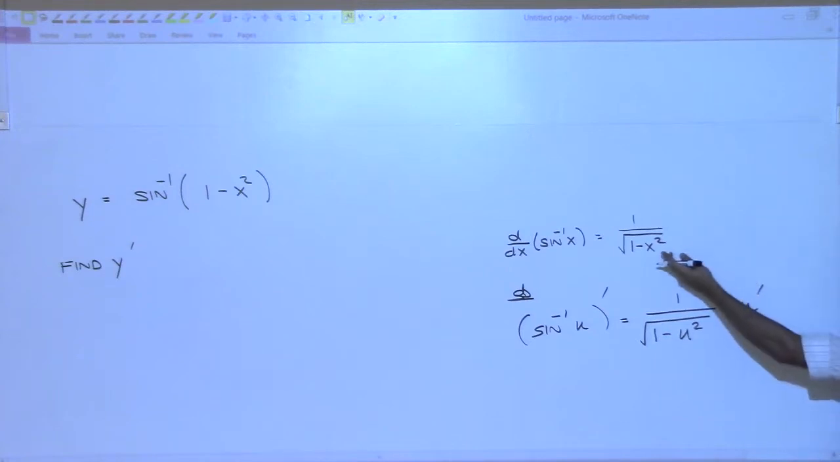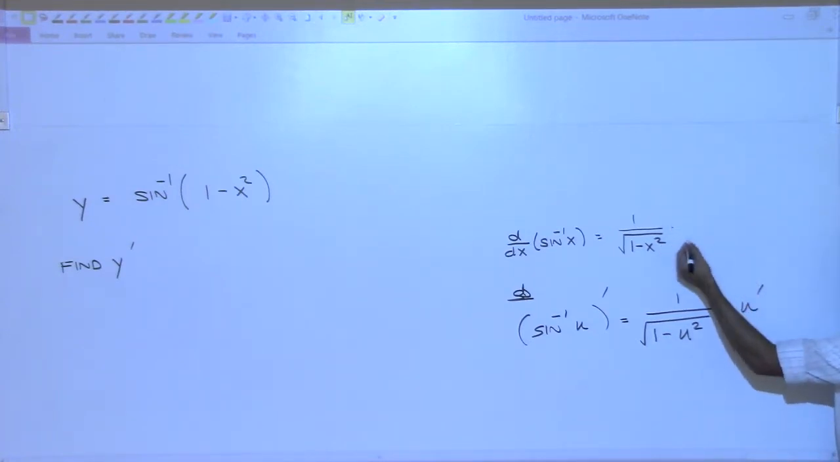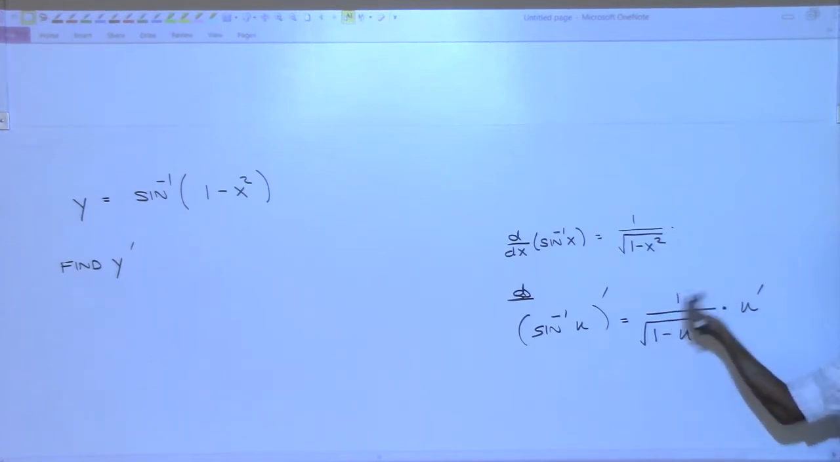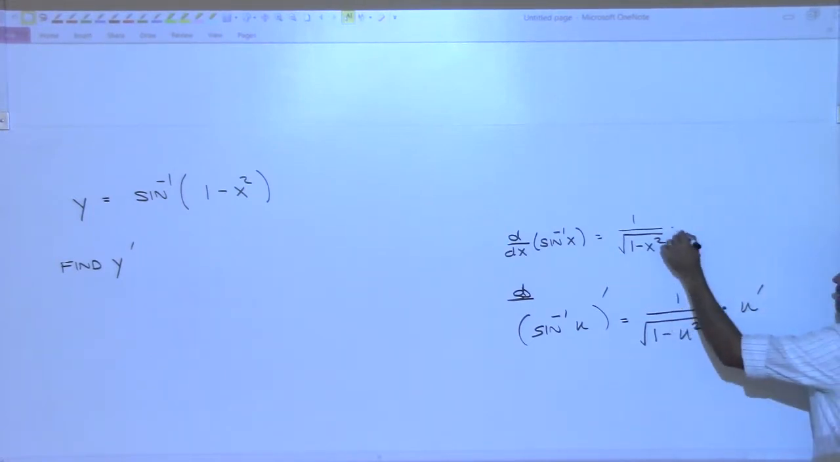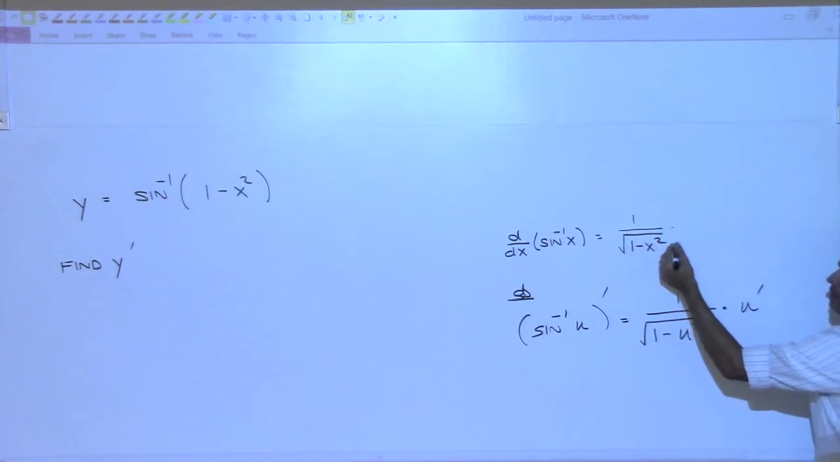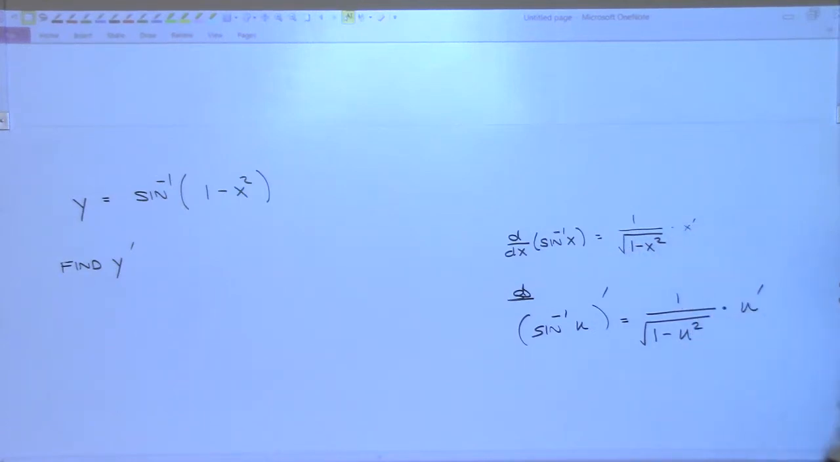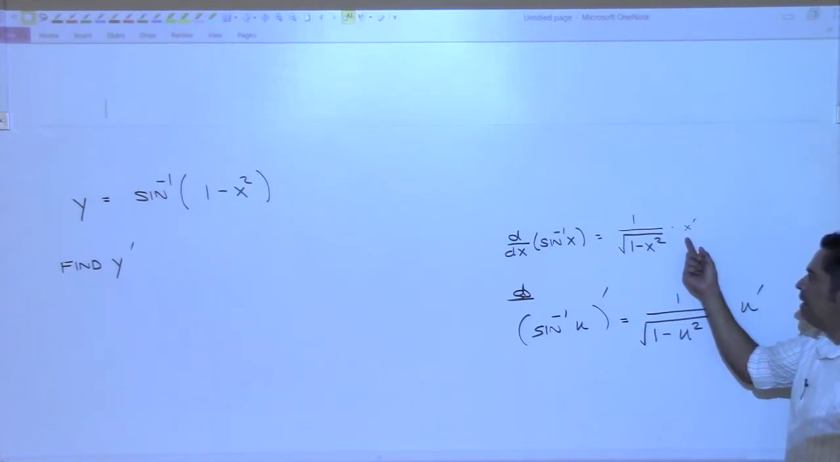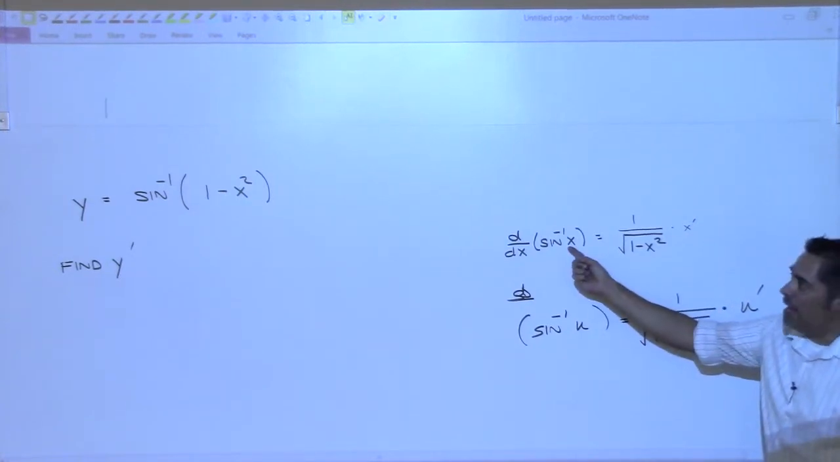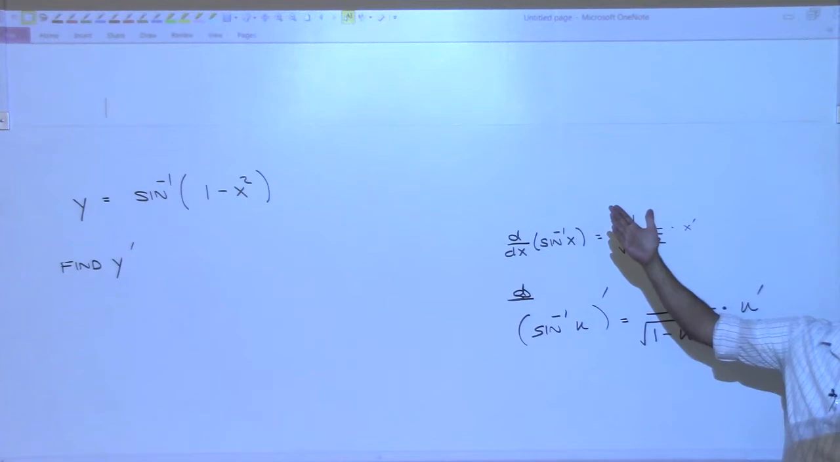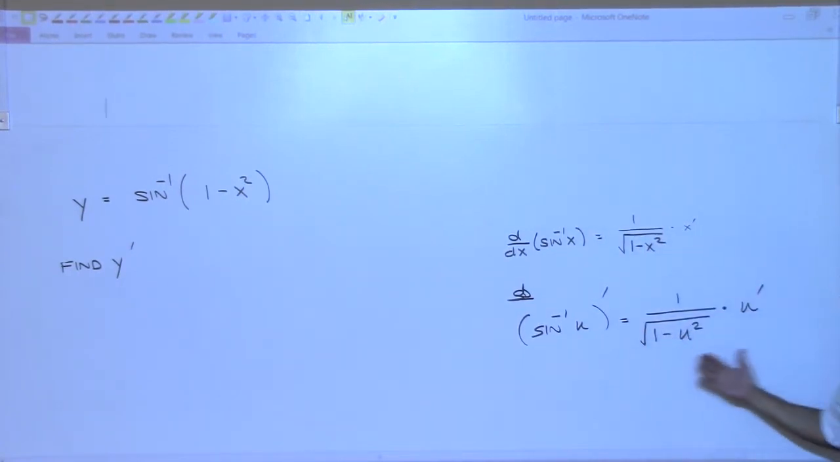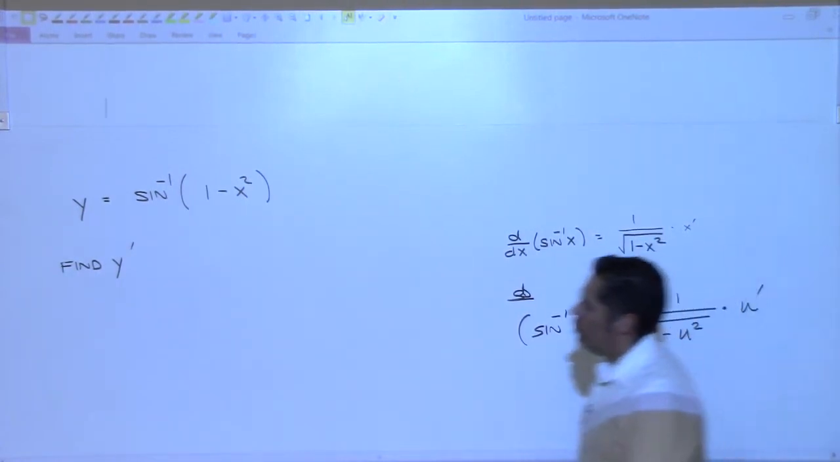On your formula sheet, it doesn't write it that way, right? I guess they assume that you understand that chain rule applies. But really, there's like a little x prime out here, which would be 1, right? But what if that's not x? What if that's 1 minus x squared? See, so this is the more general formula for it. So what is this derivative?